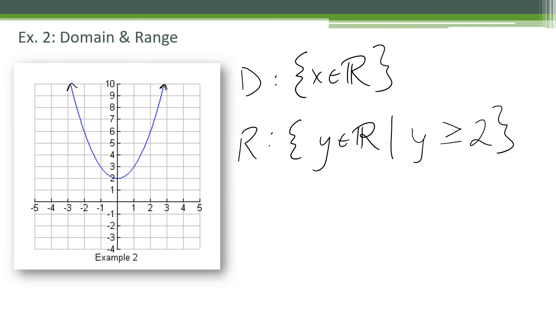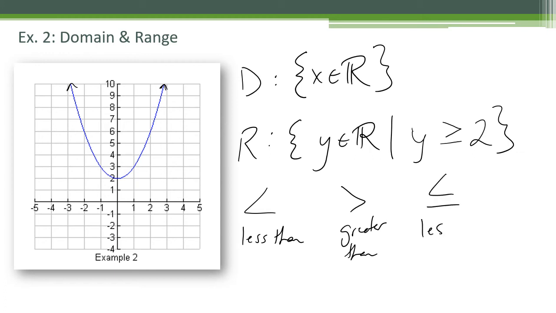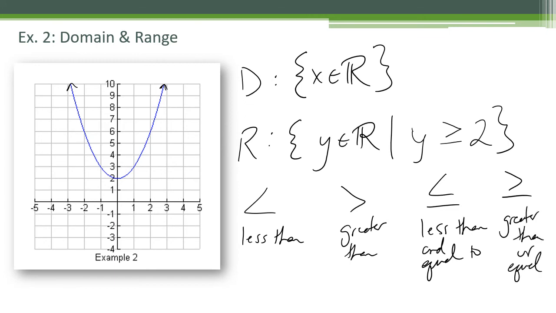Close curly bracket. Now if you need a quick refresher, this is less than, this is greater than. If you see that with a line underneath, that's less than or equal to. And if you see that, that's greater than or equal to. So this gets as low as 2 and it actually hits 2, so that means it can be greater than or equal to 2.